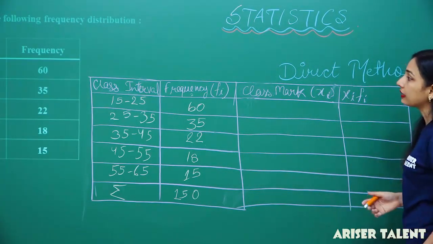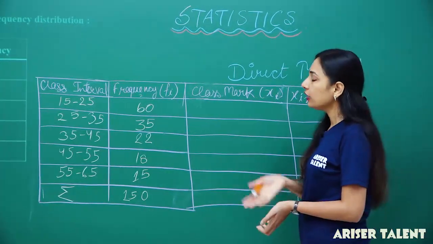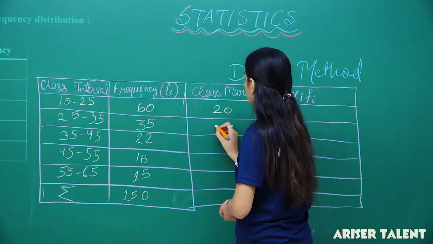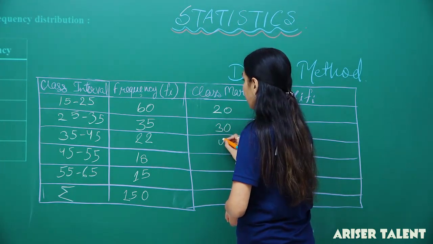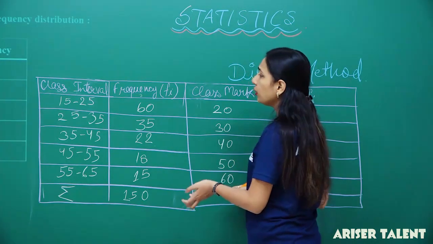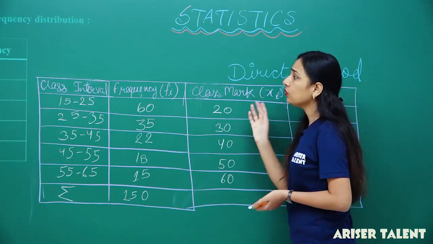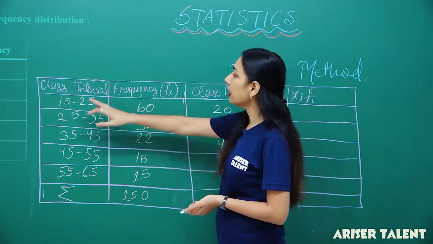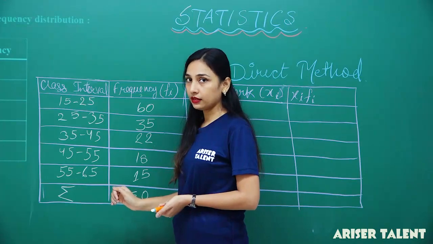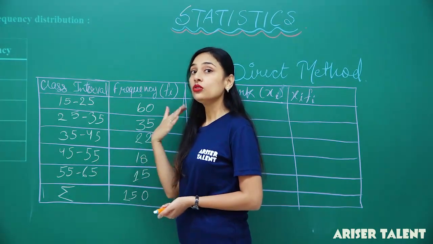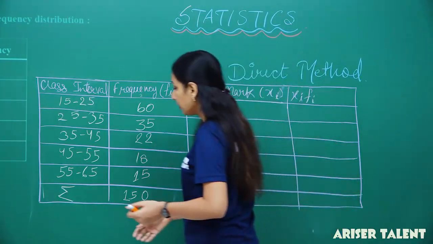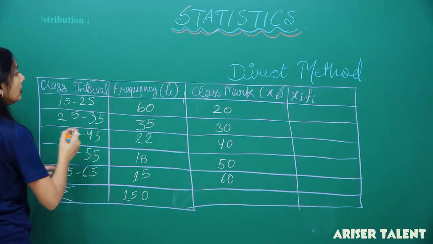Now the class mark. Class mark is what? The mid value. If I just look at it, I can find that the values are 20, 30, 40, 50, 60. I've told you how to find this value: the mid value is such that the number of values above is the same as the number of values below. So basically we have a formula and I am writing it.